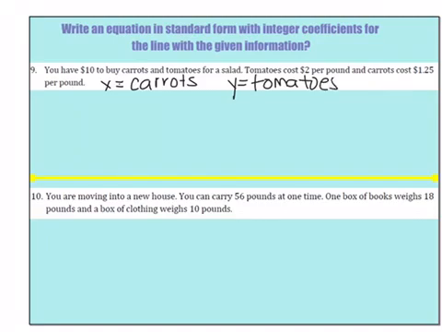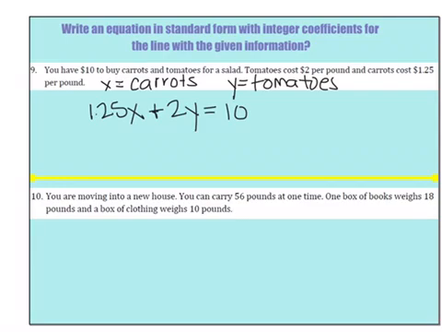So we're going to go ahead and start writing this out. I know that my carrots cost me $1.25 per pound, so I have $1.25 times my carrots plus $2 for my tomatoes, and I want that to be $10. I have $10 to spend.